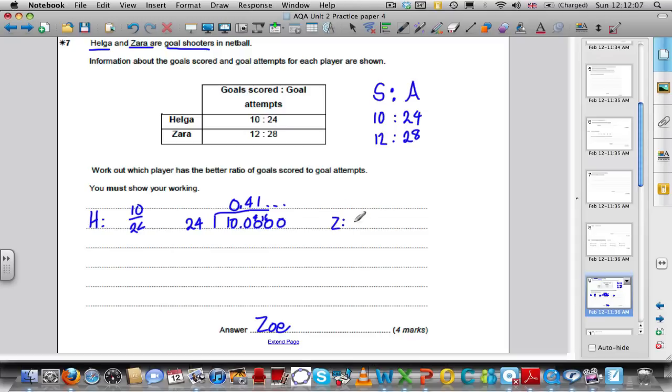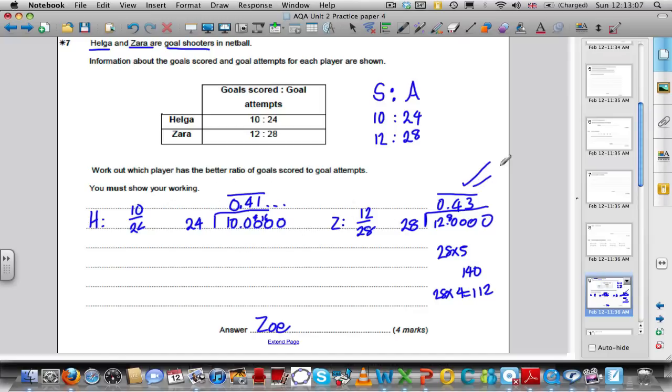So let's go for Zara, and let's say that Zara is 12 divided by 28, so 12.0000 divided by 28. It doesn't go into 12, so put your decimal point down. Does 28 go into 120? If you did 28 times 5, you'd get 140. If you did 28 times 4, you'd get 112. So it goes in 4 times, with 8 left over. Then, does 28 go into 80? Yes, it goes in 3 times. So Zara's 12 divided by 28 is about 0.43, whereas Helga's 10 divided by 24 is about 0.41. So Zara, again, must have the higher ratio.